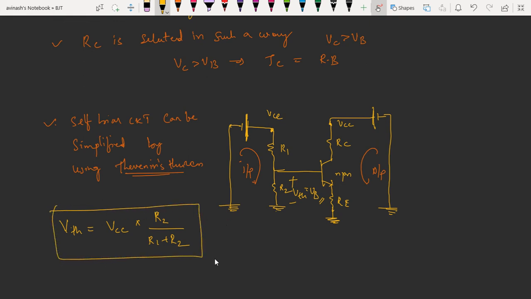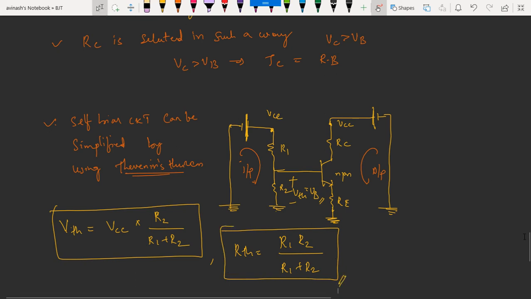In the same way, how do we find the Thevenin's resistance? Thevenin's resistance can be obtained by deactivating the sources. Then this R1 and R2 both are in parallel combination. Then that forms R1 into R2 by R1 plus R2. Hope this point is clear to everyone.